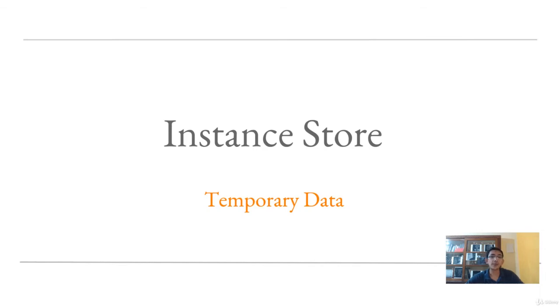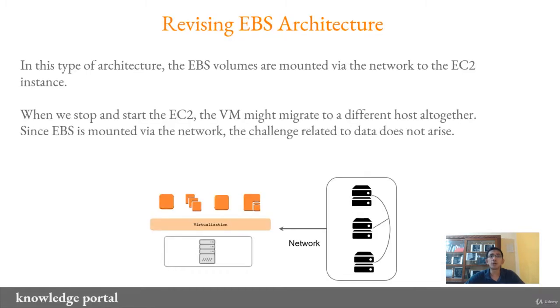Now in today's video we'll be discussing instance store volumes. Before we go ahead and understand in more detail how the instance store volume works, it is important for us to understand the basic architecture of EBS volumes. In the EBS type of architecture, the EBS volumes are mounted via the network to the EC2 instance.